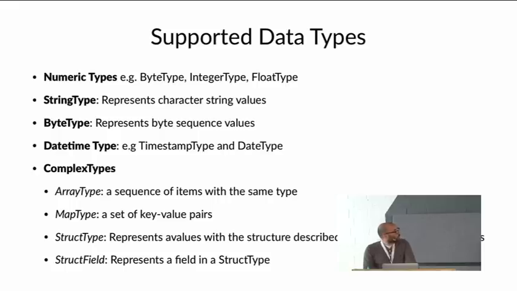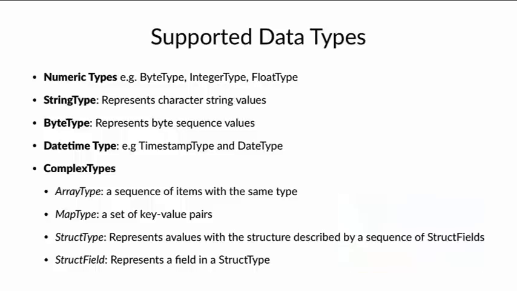What are the supported data types for data frames? There are the normal numeric, string types, byte types, datetime types, but also you have complex types, so you don't have to deal only with flat data, but you can have nested data. You have an array type, you have a map type, and you have struct and struct fields.